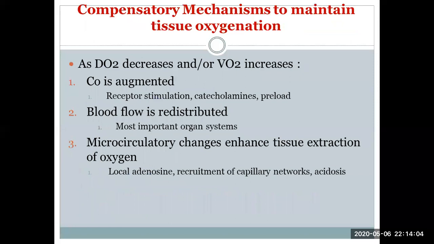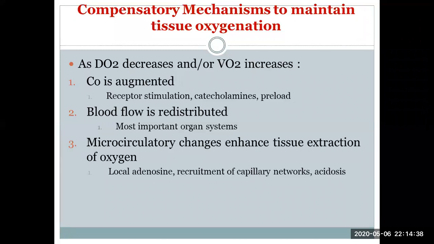Compensatory mechanism to maintain tissue oxygenation. When the patient has a hit of sepsis, his or her body will start to compensate before presenting to the emergency, before clinical signs and symptoms appear. As the oxygen delivery decreases or the oxygen consumption increases, the cardiac output is augmented, with receptor stimulation by catecholamines and preload. The blood flow is redistributed. The body will have the defense mechanism, the compensatory mechanism, to redistribute the blood circulation into the most important organ systems.